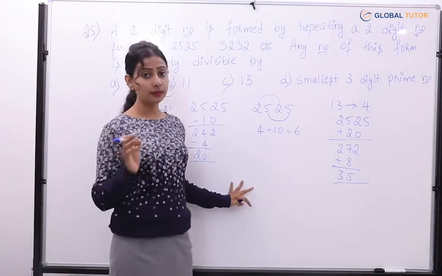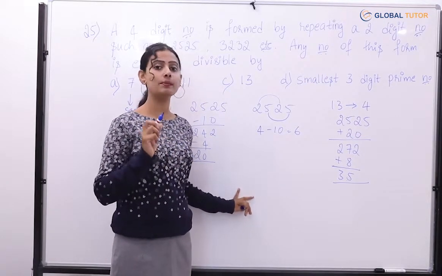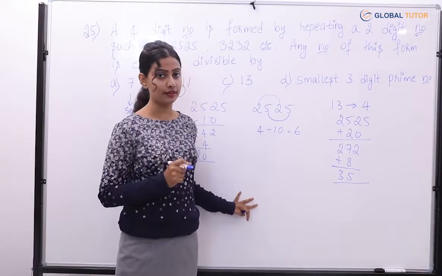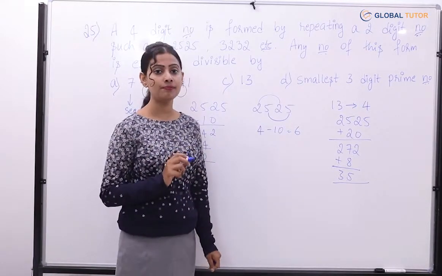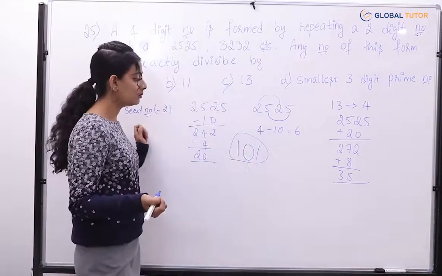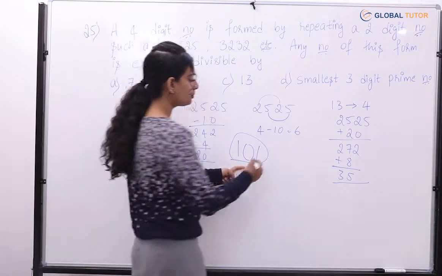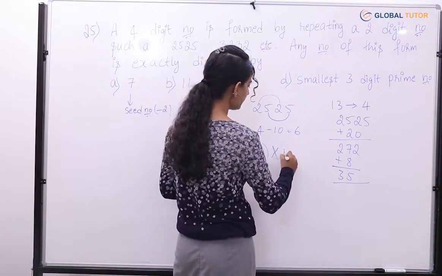Now, in the previous episodes, I have told you that it is very important that you remember all the prime numbers at least till 200. So, now what is the smallest 3-digit prime number? It is 101. Now, 101, if you multiply it with any 2-digit number, let's take a number 11.